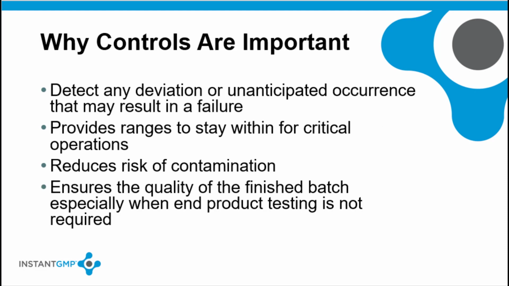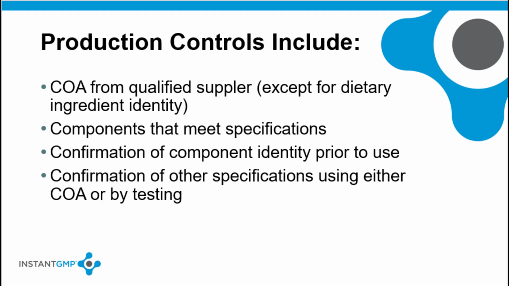They can detect deviations or unanticipated occurrences that may result in a failure of the final product. They can provide ranges to stay within, so critical operations such as mixing blends or compressing tablets are monitored correctly. They can help reduce the risk of microbial contamination or other factors that might lead to adulterated product. Most of all, they help ensure the quality of the finished batch, especially when in-product testing is not required or performed. Production controls are controls on incoming components and ingredients.